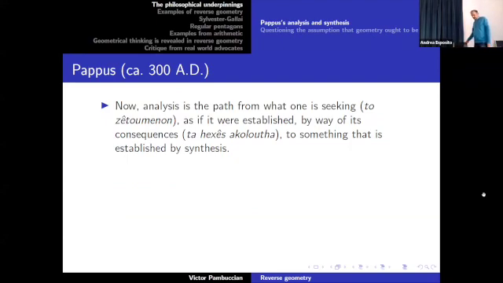The earliest we can find this kind of reverse enterprise is in Pappus. I have to say that it is hotly debated what Pappus meant by analysis and synthesis. But in one interpretation, it has some reverse meaning. So, what does he say? He says that analysis is the path from what one is seeking, as if it were established, by way of its consequences, to something that is established by synthesis.